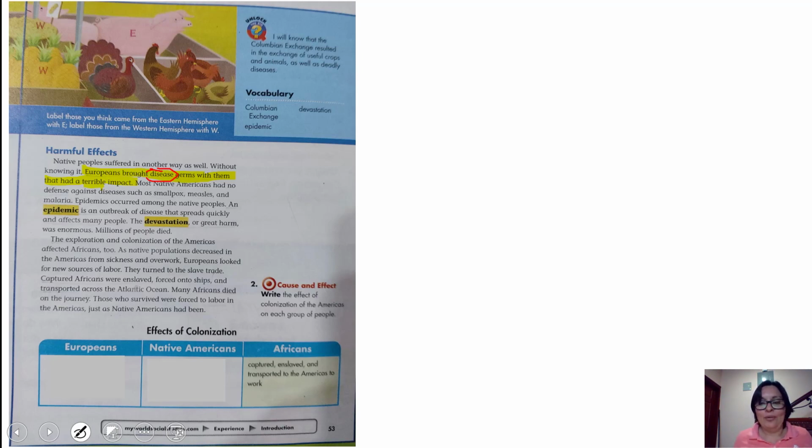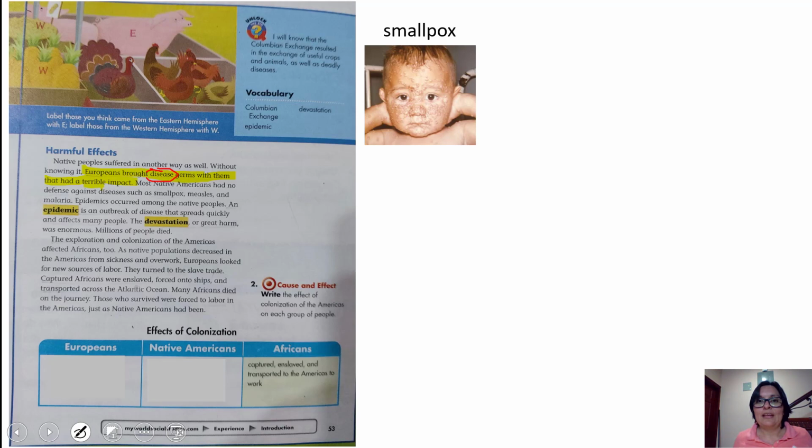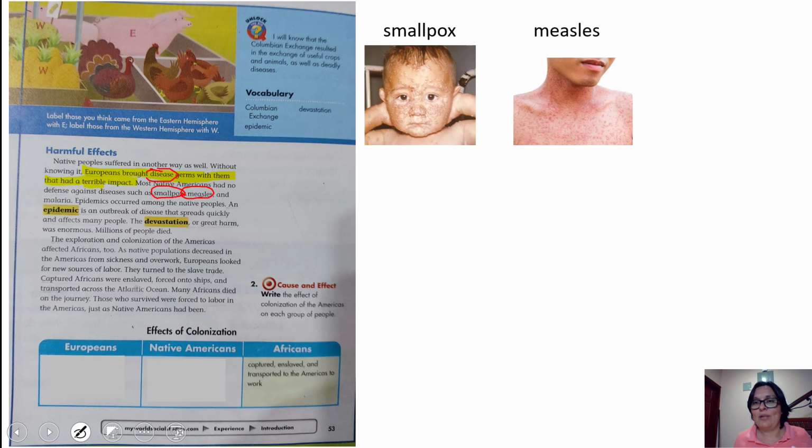For example, they brought smallpox. It's in here also. I want you to circle the disease. If you can see in the picture, smallpox is like little balls in the body. Also, they brought measles. Here we can see what is measles in there. Look what terrible it seems.